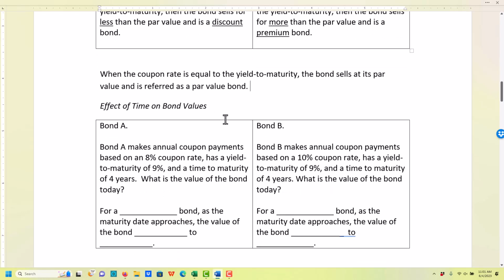So, the effect of time on bond values. Bond A makes annual coupon payments based on an 8% coupon rate, has a yield to maturity of 9%, and a time to maturity of 4 years. What is the value of that bond today?